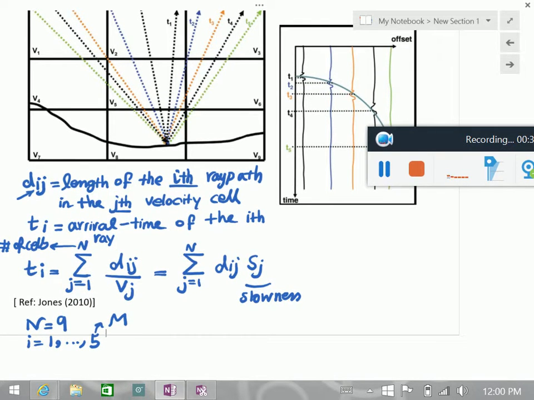So what we have are the ti's. What we want to know are the sj's. But remember, dij's also depend on sj's. So this is a complex problem.